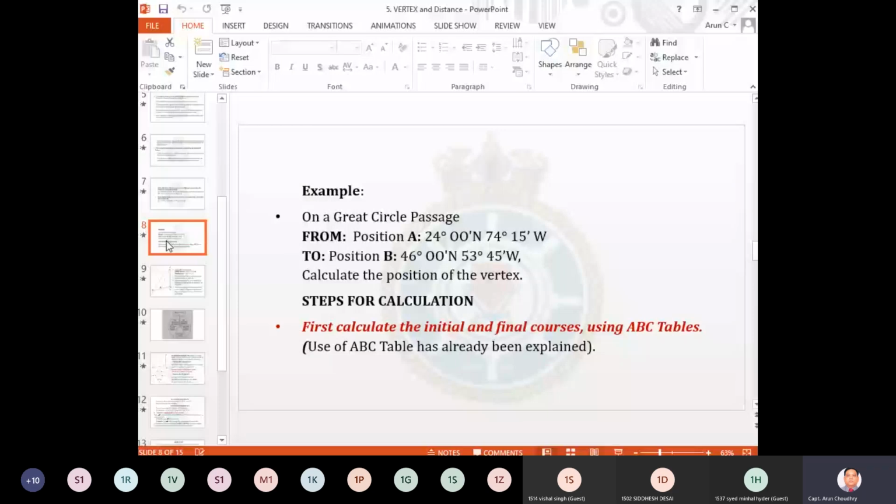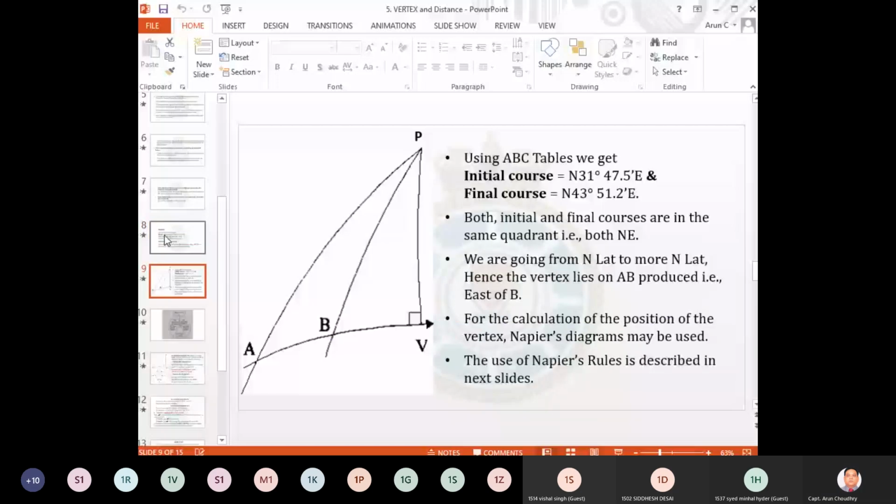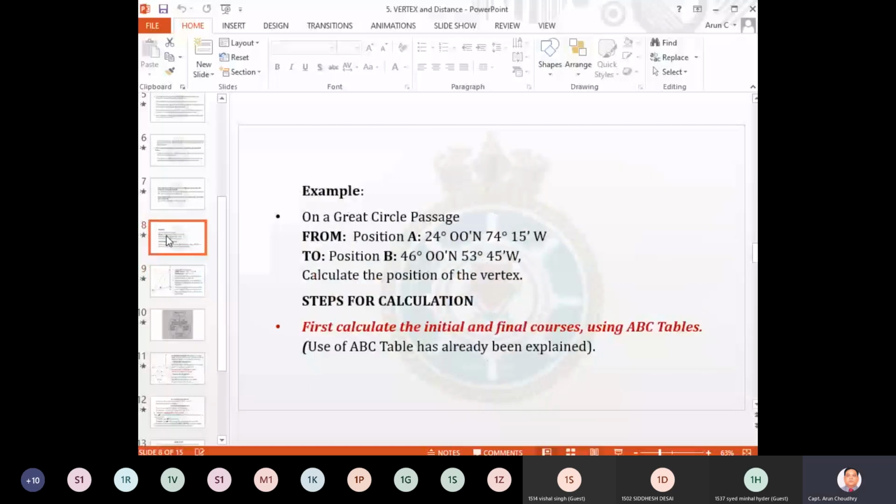Note down in your book these positions: we have to go from position A, which is 24 north and 074 degrees 15 minutes west, to 46 north and 53 degrees 45 minutes west. Calculate the position of the vertex. Now, this part we have already done, how to calculate the initial course and final course.